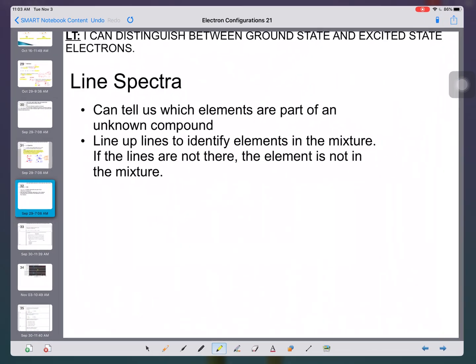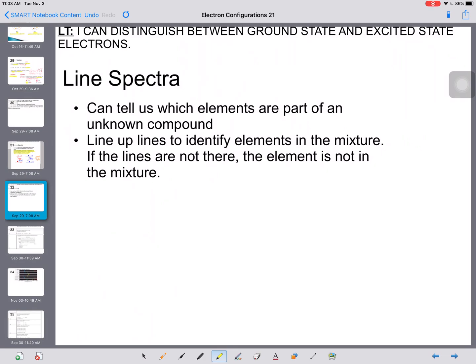Now, how we use these line spectra is we use them to identify elements of an unknown compound. Okay, so we have to try and match them. We have to line up the lines to identify elements in a mixture. Okay, and I'm going to show you how we do this. We're going to do a couple practice problems.